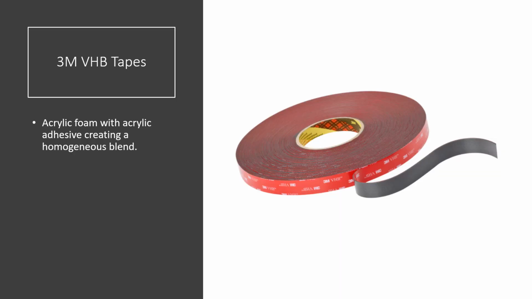Now that I've gone over transfer adhesive tapes and double coated tapes, I'm going to introduce you to 3M VHB tapes. 3M VHB tapes are the best of both worlds for transfer adhesive tapes and double-coated tapes. VHB tapes, or acrylic foam tapes, are a homogeneous blend of acrylic foam and acrylic adhesive.